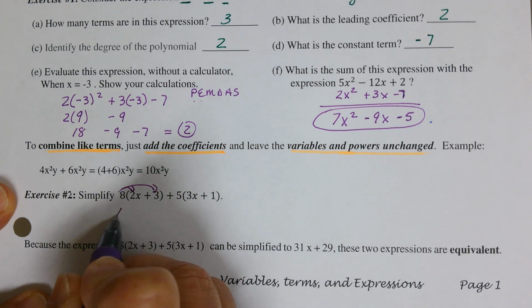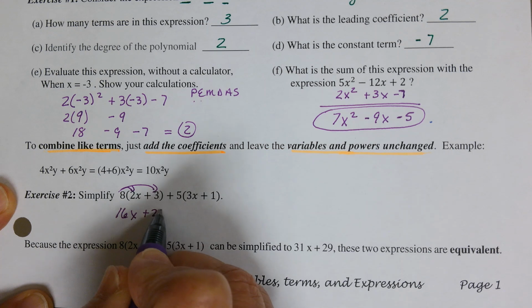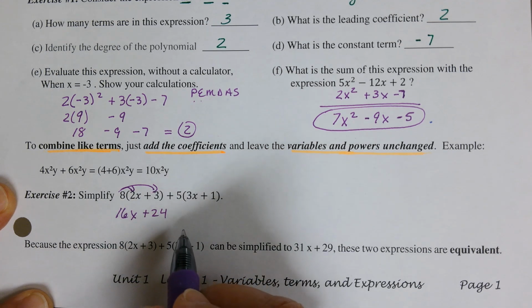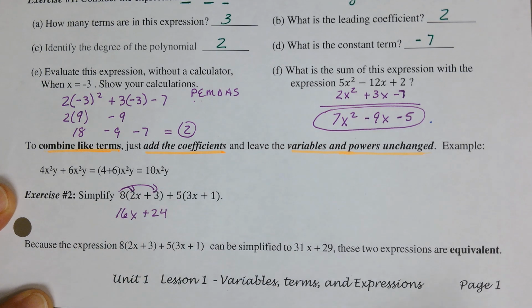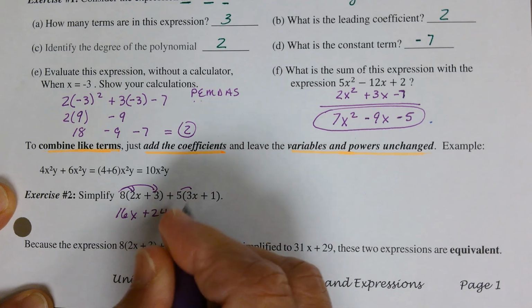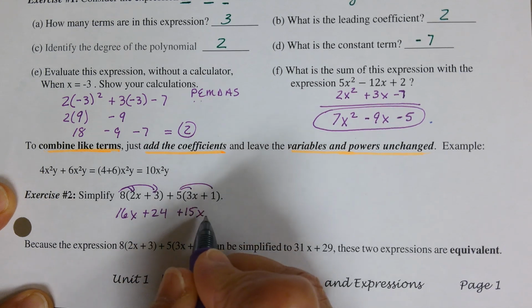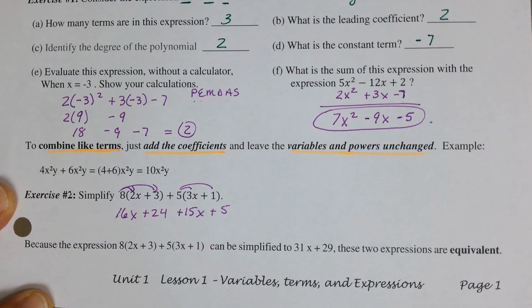8 times 2x is 16x. 8 times a positive 3 is positive 24. And let's take our 5, distribute that. 5 times 3x is 15x. And 5 times 1 is 5. And then we combine our like terms.